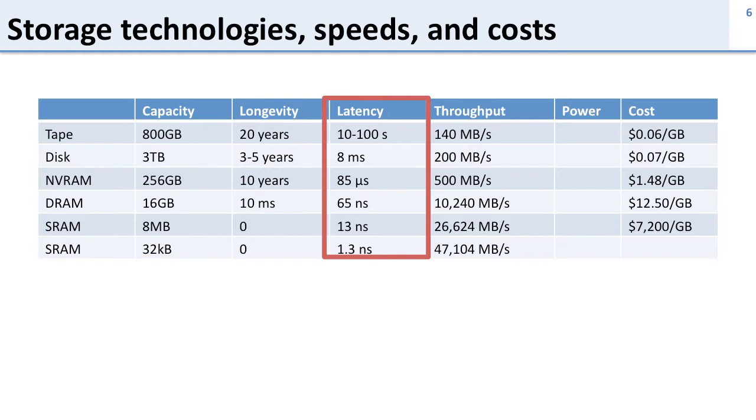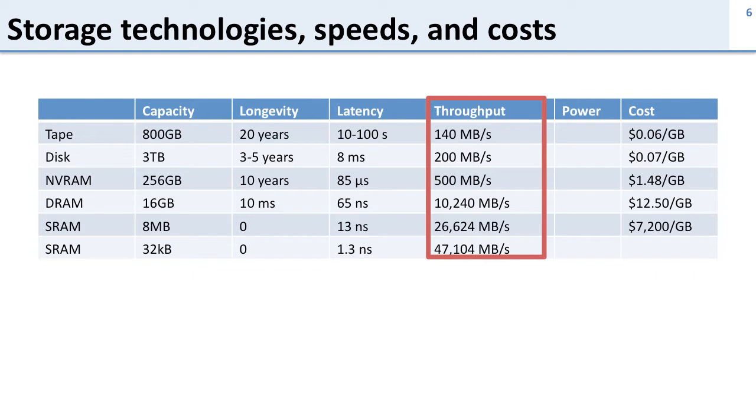If we take a look at latency, we see again a huge range of latencies. So tape can take anywhere from 10 to hundreds of seconds to access data because it has to physically fast forward or rewind the tape. Disks, on the other hand, are far faster. It takes 8 milliseconds to access data on a disk, but this is still really slow if you compare it to DRAM or SRAM, which are down in the nanosecond range. And the reason for this is that disks have to spin a physical metal piece of material around to get to the data they want, whereas DRAM and SRAM just have to access it electrically.